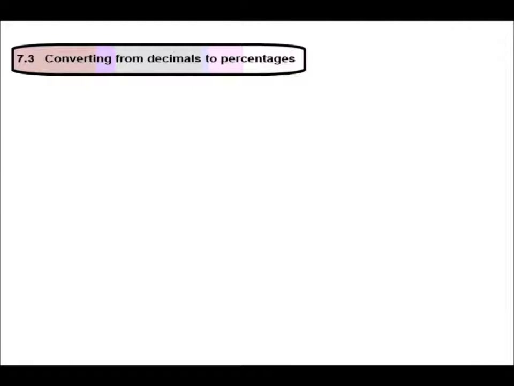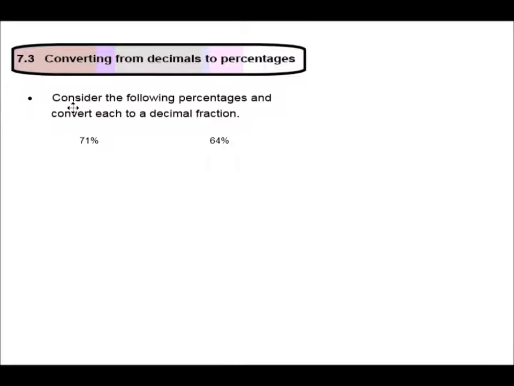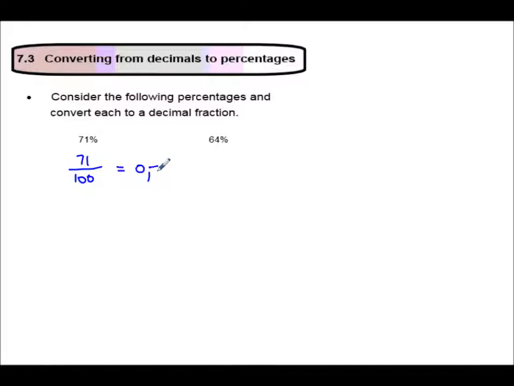Converting from percentages to decimals. Consider each of the following percentages and convert each to a decimal fraction. Well, percentage, remember we said, means out of 100. So I have 71 out of 100. And if I write that as a decimal, it is going to be 0,71. 64%, means 64 out of 100, which will equal 0,64.